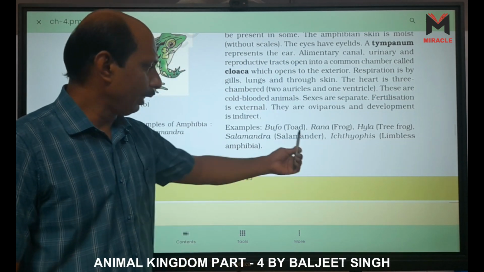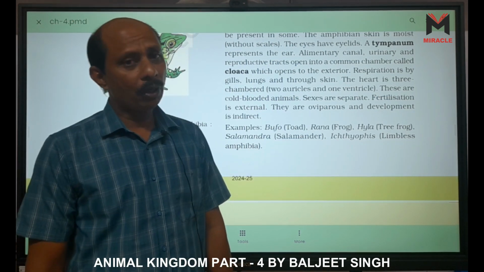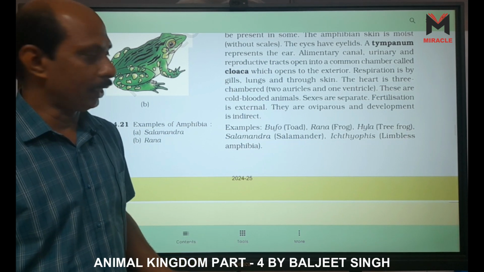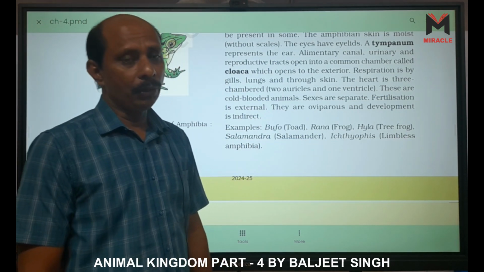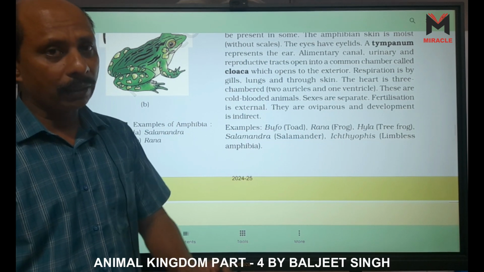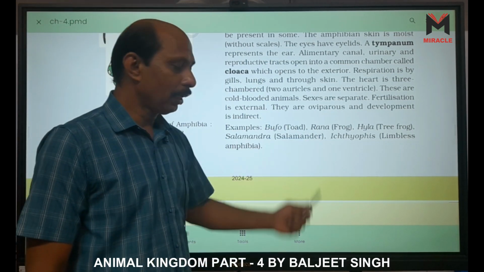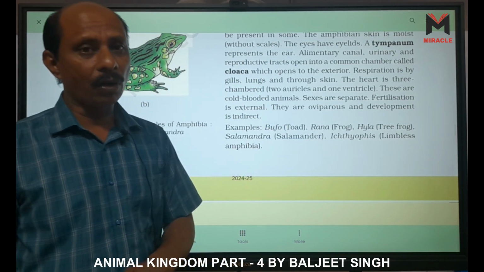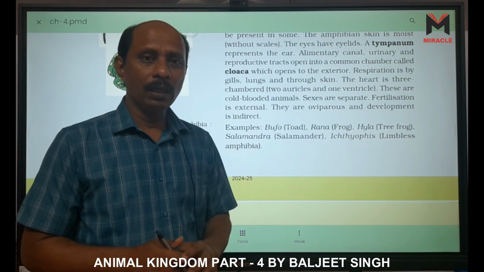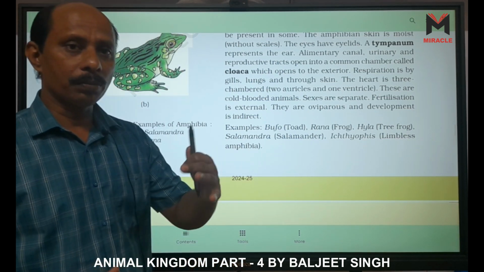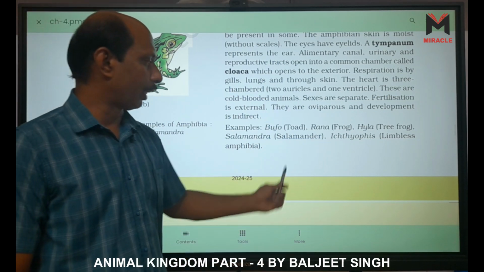Salamander belongs to Urodela because it has tails and limbs, both are present, right? Neoteny is present in the case of salamander also. Permanent neoteny is present in Necturus, right? And in the salamander, if the axolotl larva is not converted into the adult, that means metamorphosis is absent, but the axolotl larva becomes sexually mature, then it is called neoteny, right?